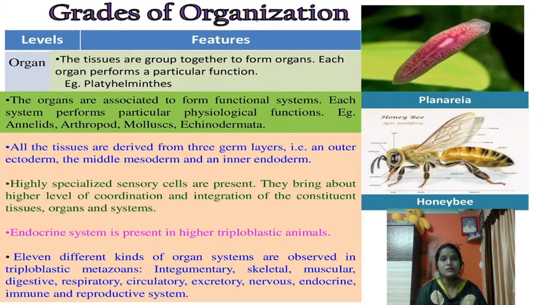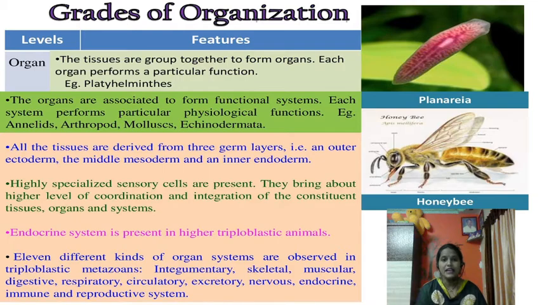In these organisms, the organs are associated to form functional systems. Each system performs a particular physiological function. In these organisms, all the tissues are derived from the three germ layers, as these organisms are triploblastic. Highly specialized sensory cells are present in these organisms. They bring about higher level of coordination and integration of the constituent tissues, organs and systems.